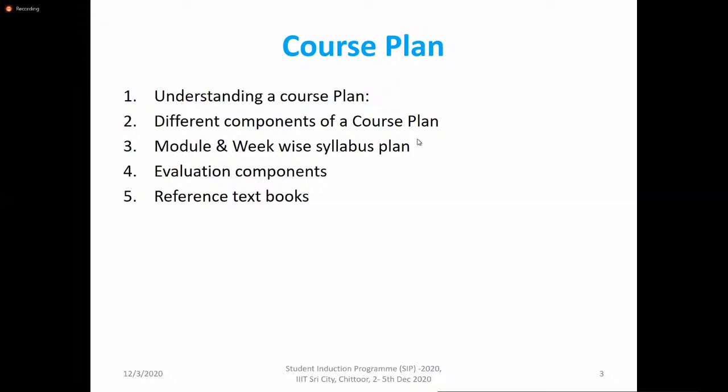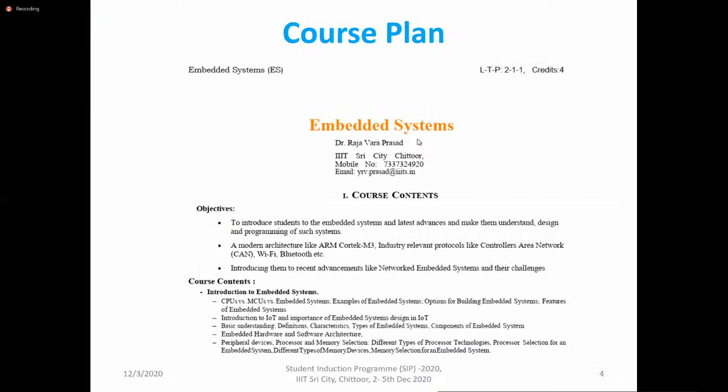Somebody was asking in the first session, when Dr. Rajan sir was explaining the different programs, about textbooks, what textbooks are required for a course. Those details will be part of your course plan. So I move to an example course plan here.